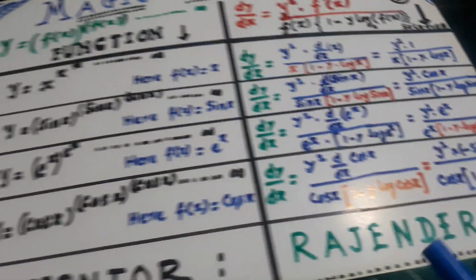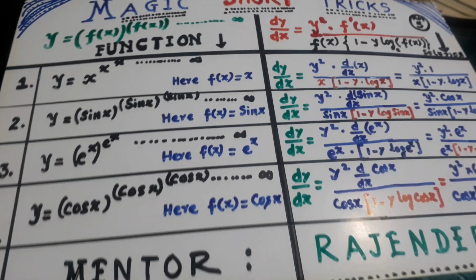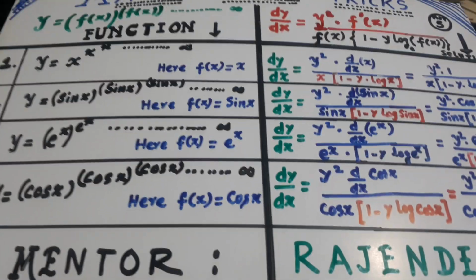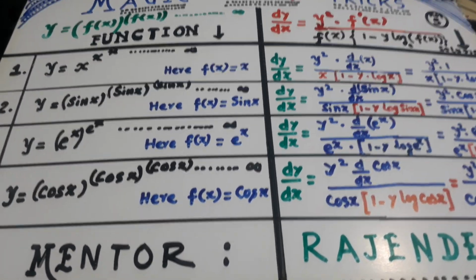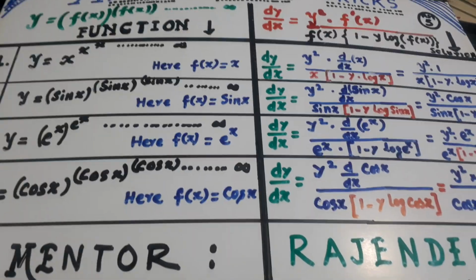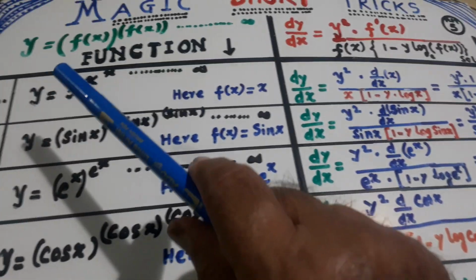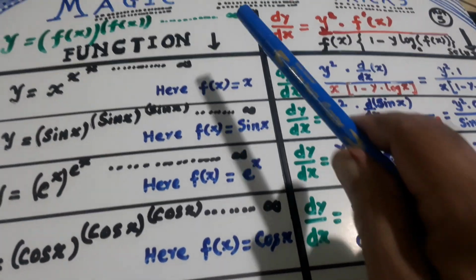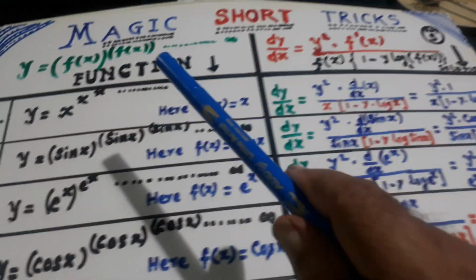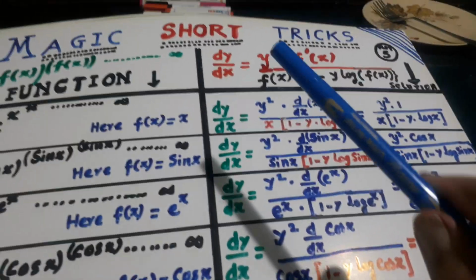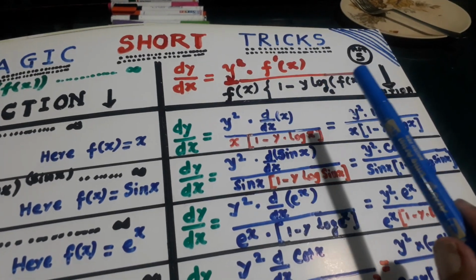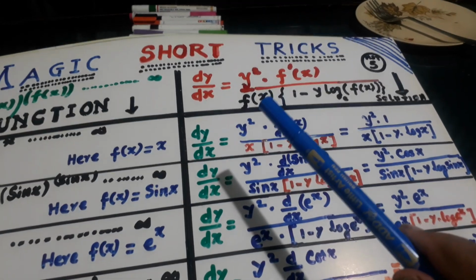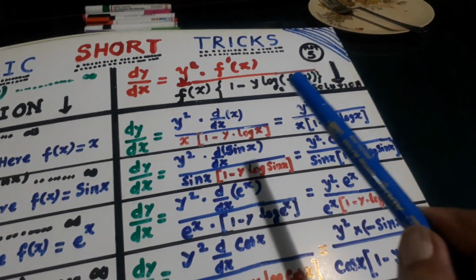That's all. Look here, these 4 questions have been done only in 4 minutes. So only 1 minute is required to tackle these types of questions. What we have to do, we have to remember the formula. And the trick is whenever the function is in the shape of raised to power up to infinity, then this is f(x), and we have to put the value of f(x) in the formula and we'll get the answer. And the formula is y square f dash x over f(x), 1 minus y log of f(x).